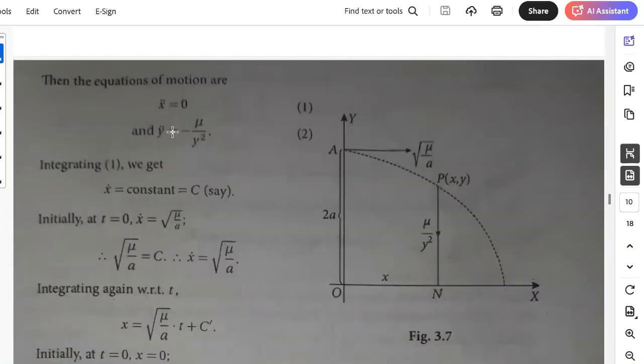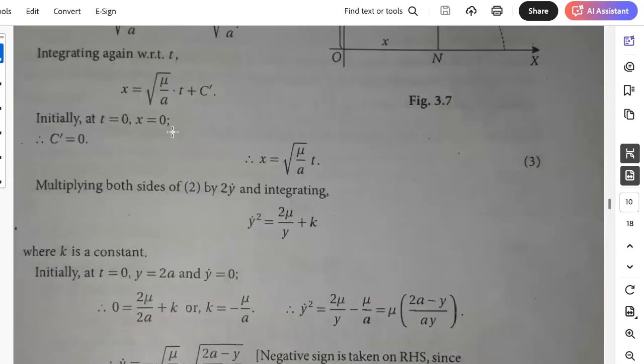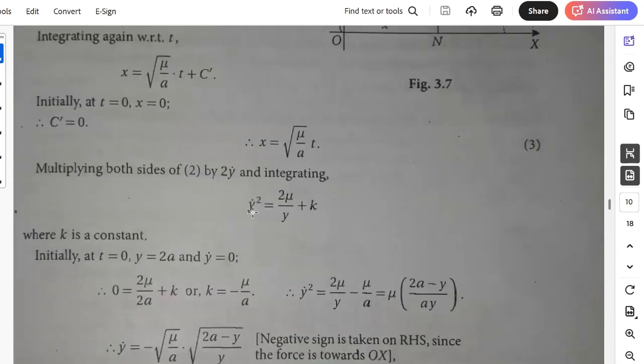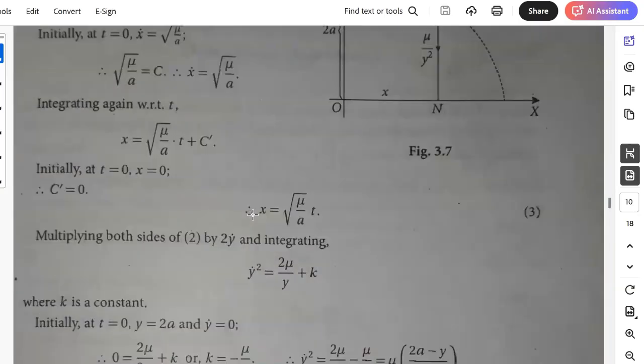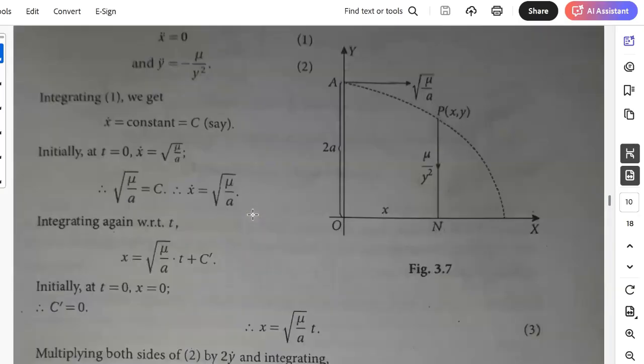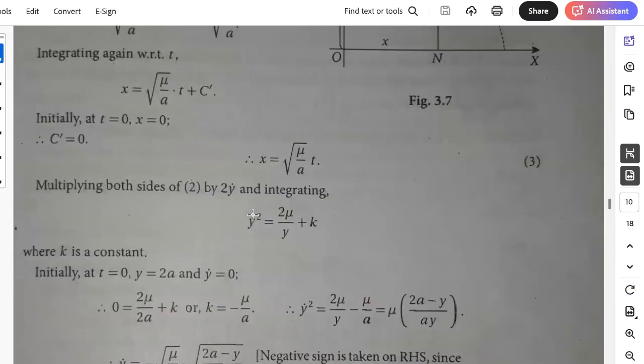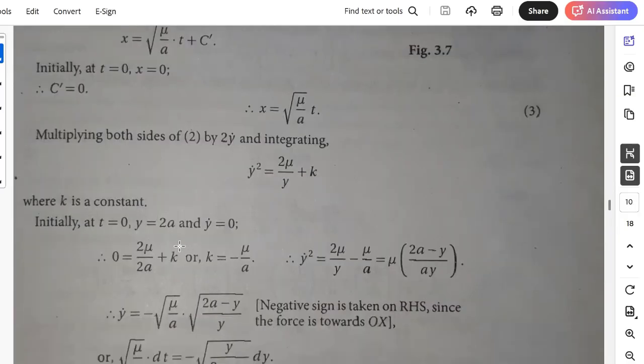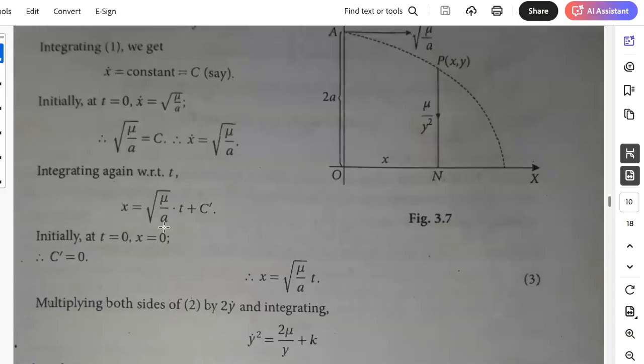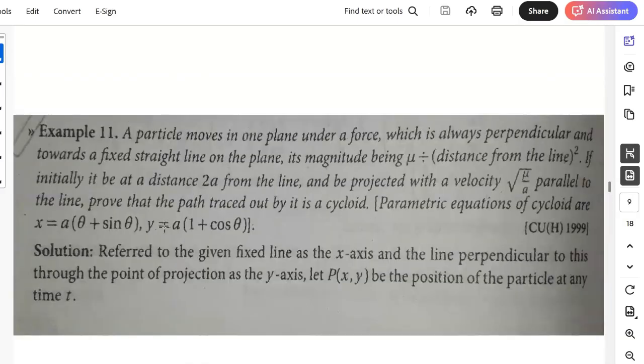In y double dot, we are using that technique again, multiplying by 2 y dot and then integrating so as to get the expression of y dot square. Then from y dot square, you again use the initial condition. Once you use the initial condition, y equals 2a, which is also given to us. It was initially at a distance 2a from the fixed line.